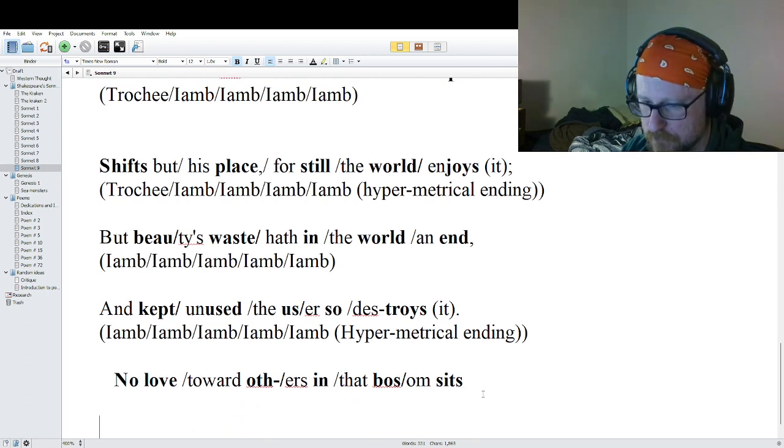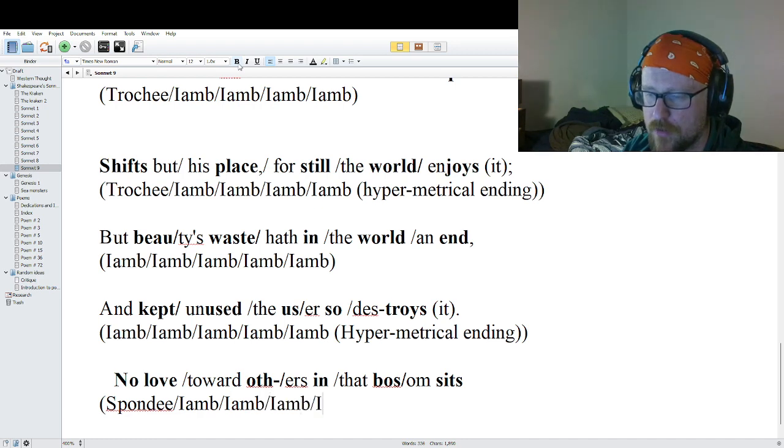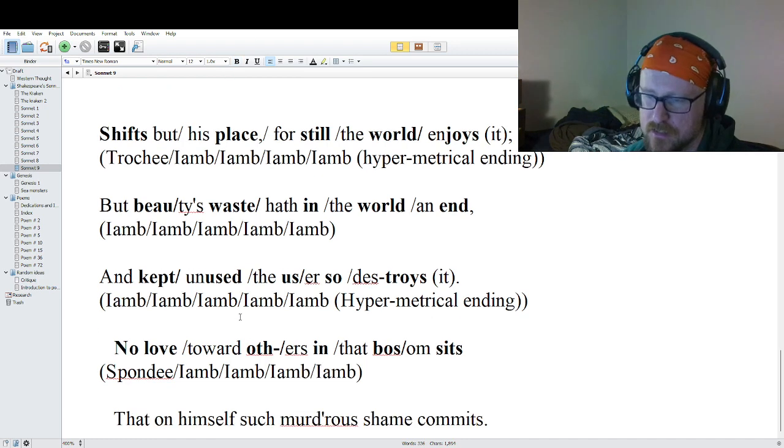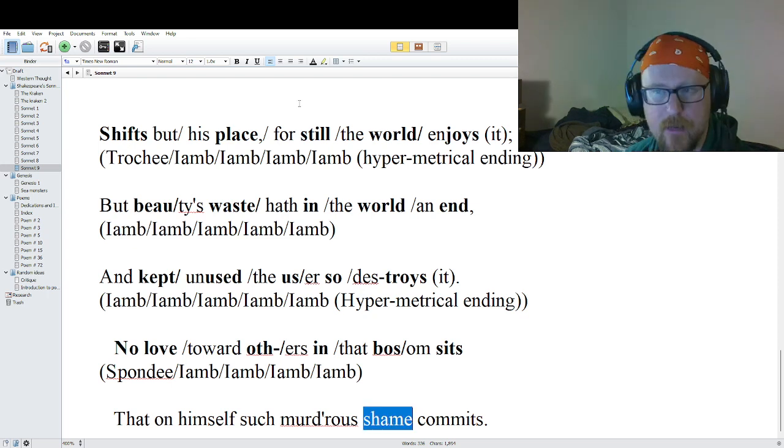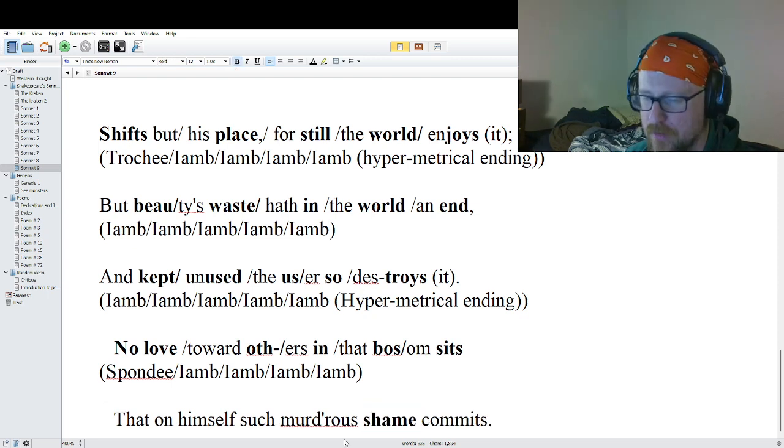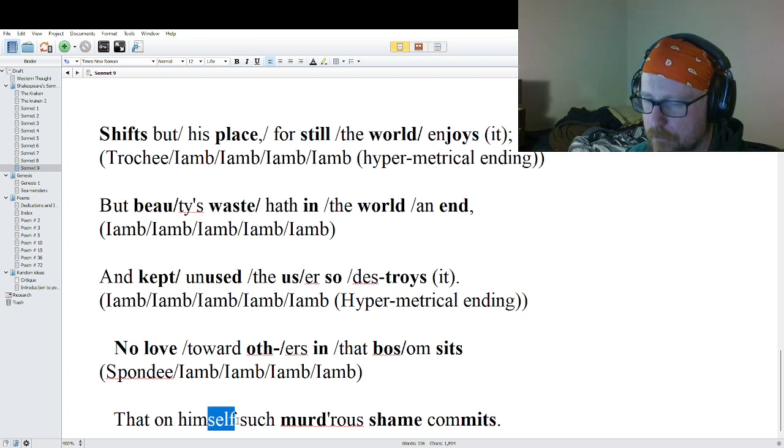So we got a spondee, which is just a heavy, heavy. And then we got iambic. Right, that is the next foot, next line, and then last line there, that on himself such murderous shame commits. So we only have one important monosyllable word, that is shame, right? We do have a couple multi-syllable words, so we have the mits and commits, right? The murderous, and then the self and himself, right?